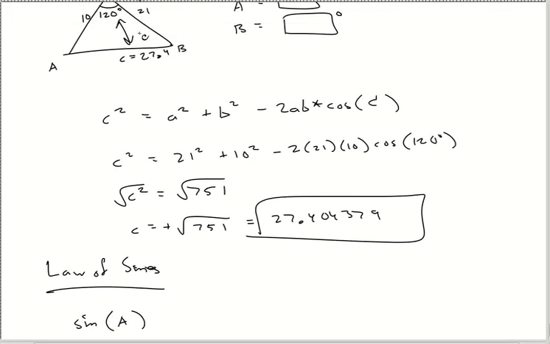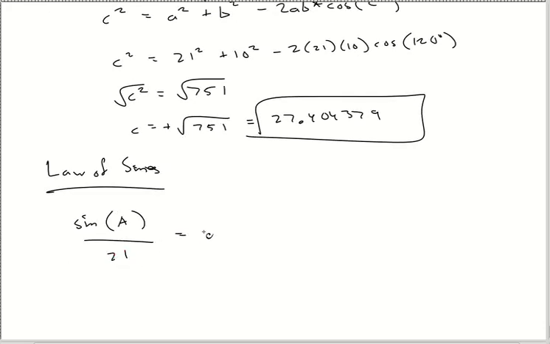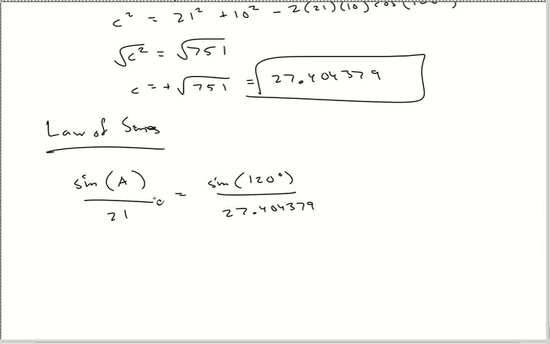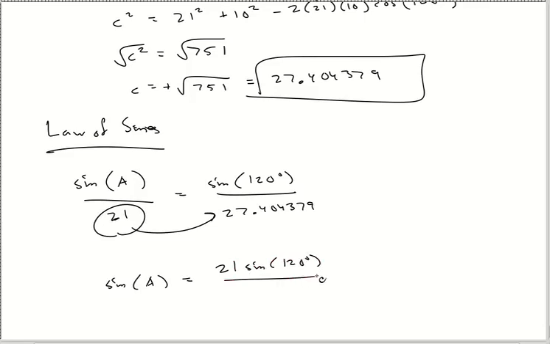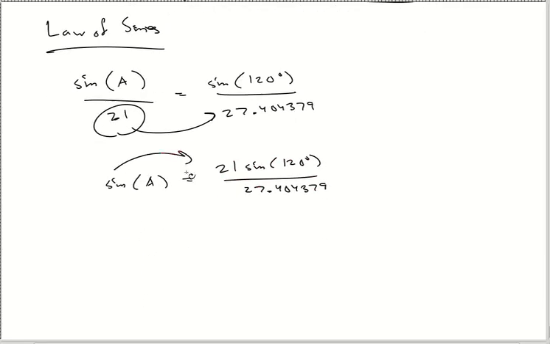So sine of A, opposite of A is going to be the 21. This is all old news at this point. C is the 120. And then my little c is the 27.404379. In order to solve for A, I'm going to multiply this 21 to the other side. We did that once in the last section. You probably did it a little bit more than once because on the homework you have to do it a couple times. But it happens. You just move it over just like what we normally do. To get rid of the sine, to move it over to the other side, you need to arc sine that.